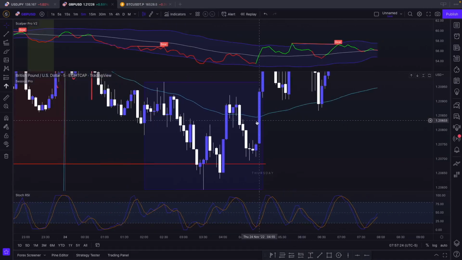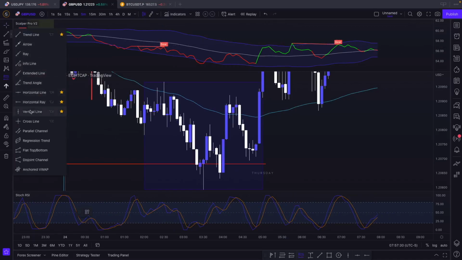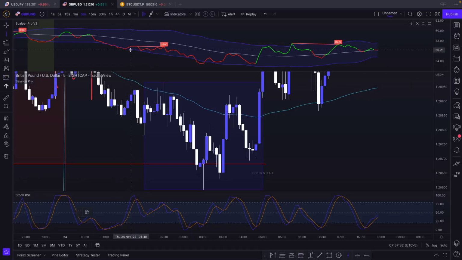Maybe we already got an entry down short. So let's actually look at it. We had a bearish Scalper Pro the whole time. Alright, now we're looking for our first bearish crossover. And we got our first bearish crossover right here on this candle.